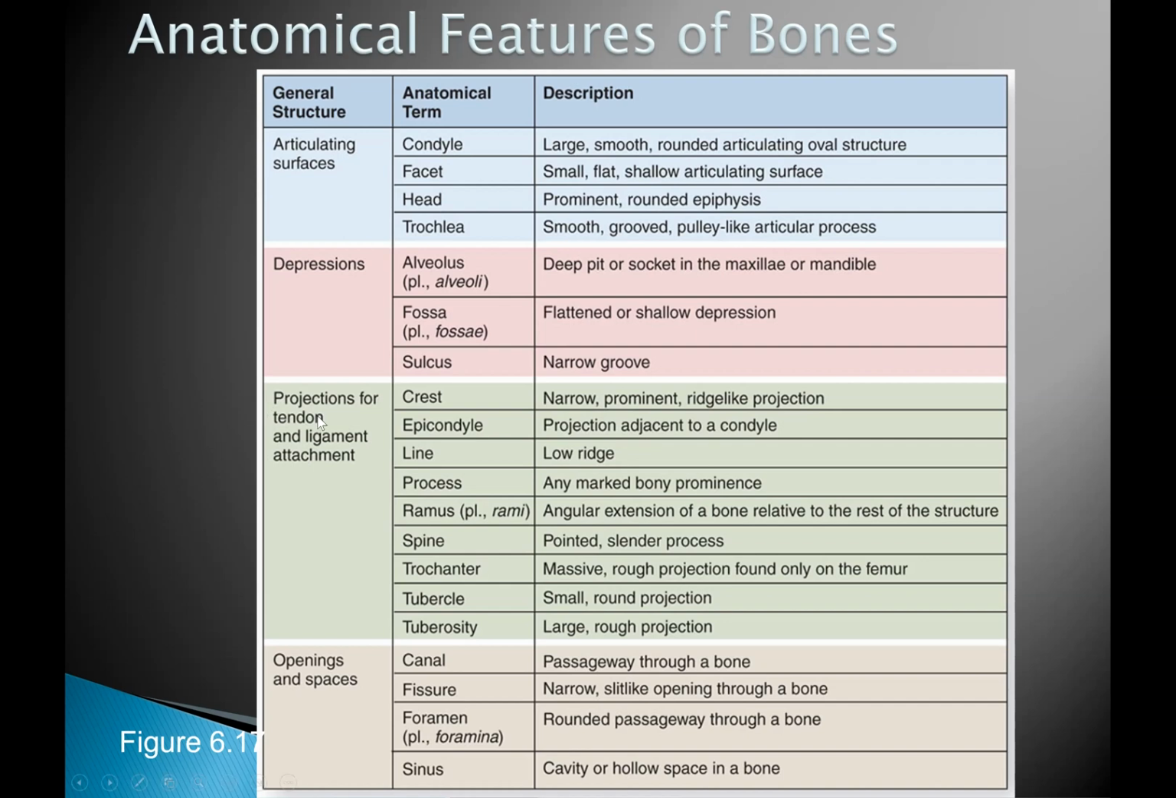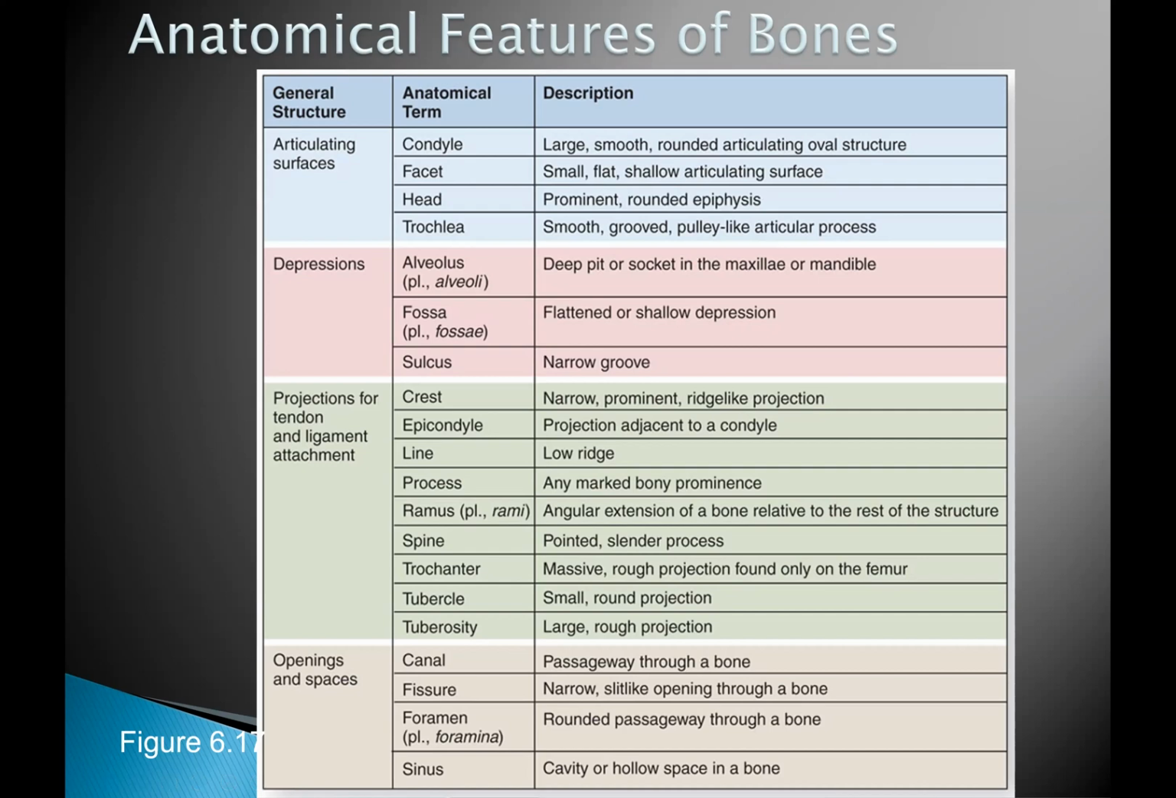Projections. Projections are anything that sticks out, and usually you have a projection for a tendon or ligament to attach to. So crest, a line, epicondyle, the process, we talked about that. Ramus, spine, trochanter, tubercles, tuberosities. These are bumps and projections and things that stick out from the bone itself. And then you have holes and openings and spaces. So canals, fissures, foramina is the plural, a sinus. They're all holes and openings and spaces inside the bone.